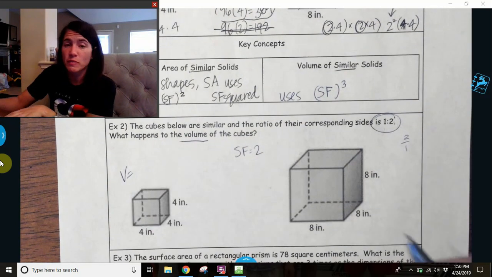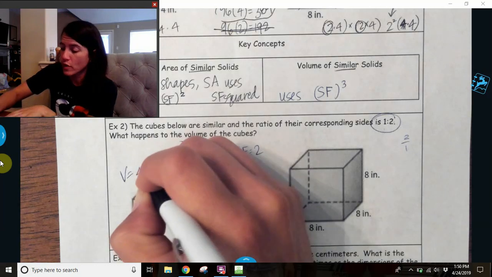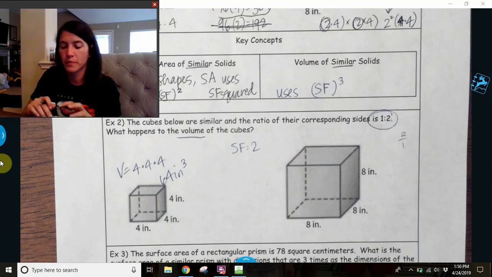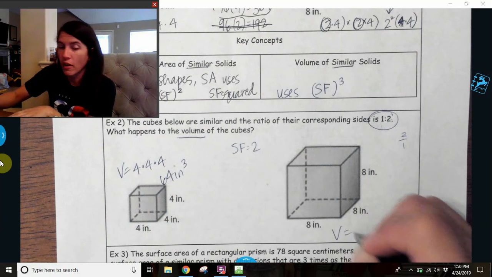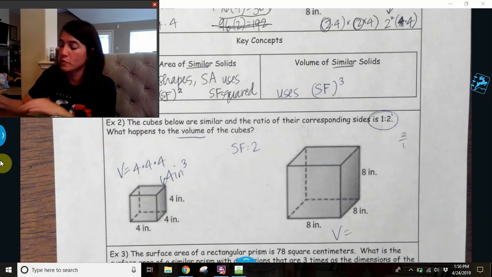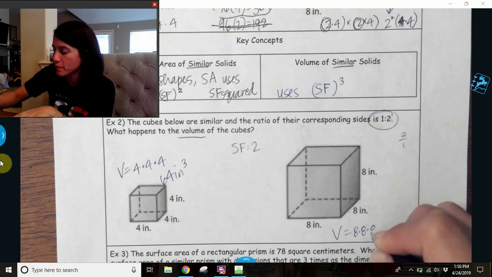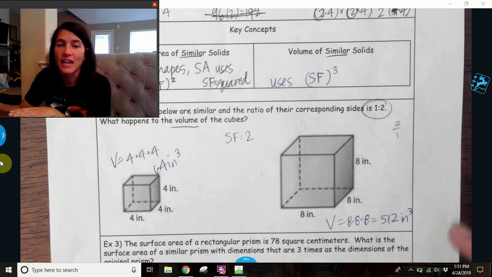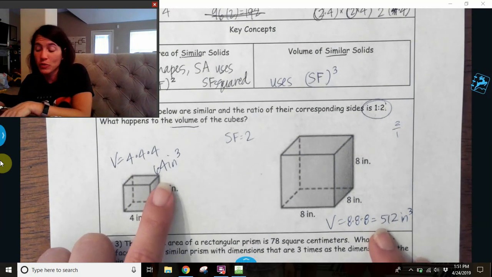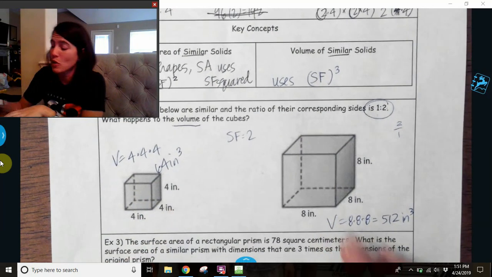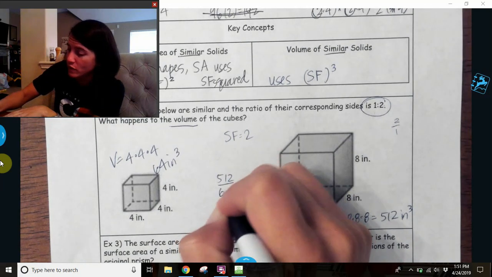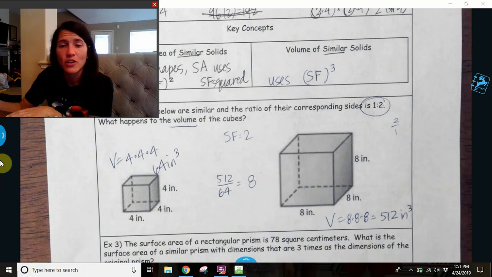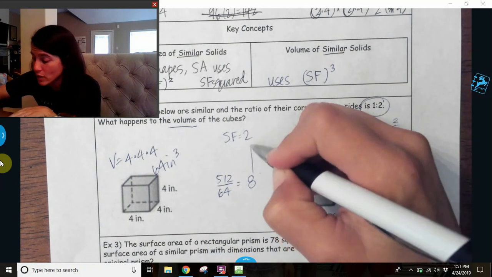So let's find the volume of the small cube, and it would be 4 times 4 times 4, which is 64 inches cubed. And then the volume of the bigger cube would be 8 cubed, 8 times 8 times 8, which is 512 inches cubed. And now we want to find the relationship between the volume of the big cube and the volume of the smaller cube. So I'm going to divide 512 divided by 64, and I get 8.